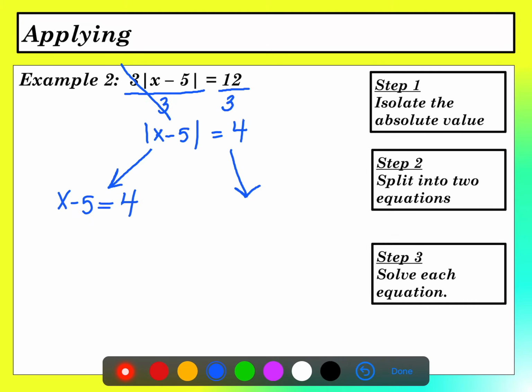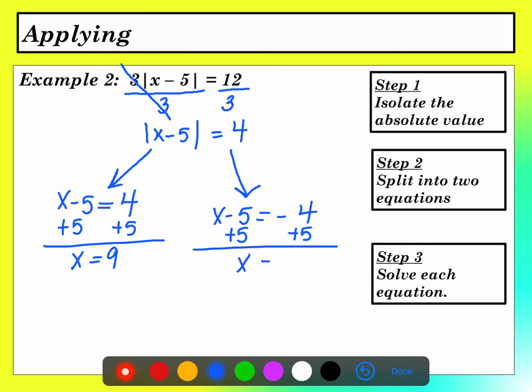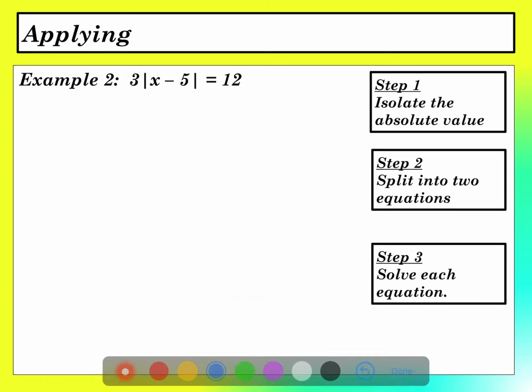So x minus 5 stays the same. We get one positive answer and one negative answer. Okay, and now 2 very simple equations that we can solve. Okay, remember, always show all of your steps for solving. Okay, add 5 to both sides. And I have 2 solutions for this absolute value equation. All right, so a number in the front, we would divide that out before we try and split our equations. All right, let's see some more.